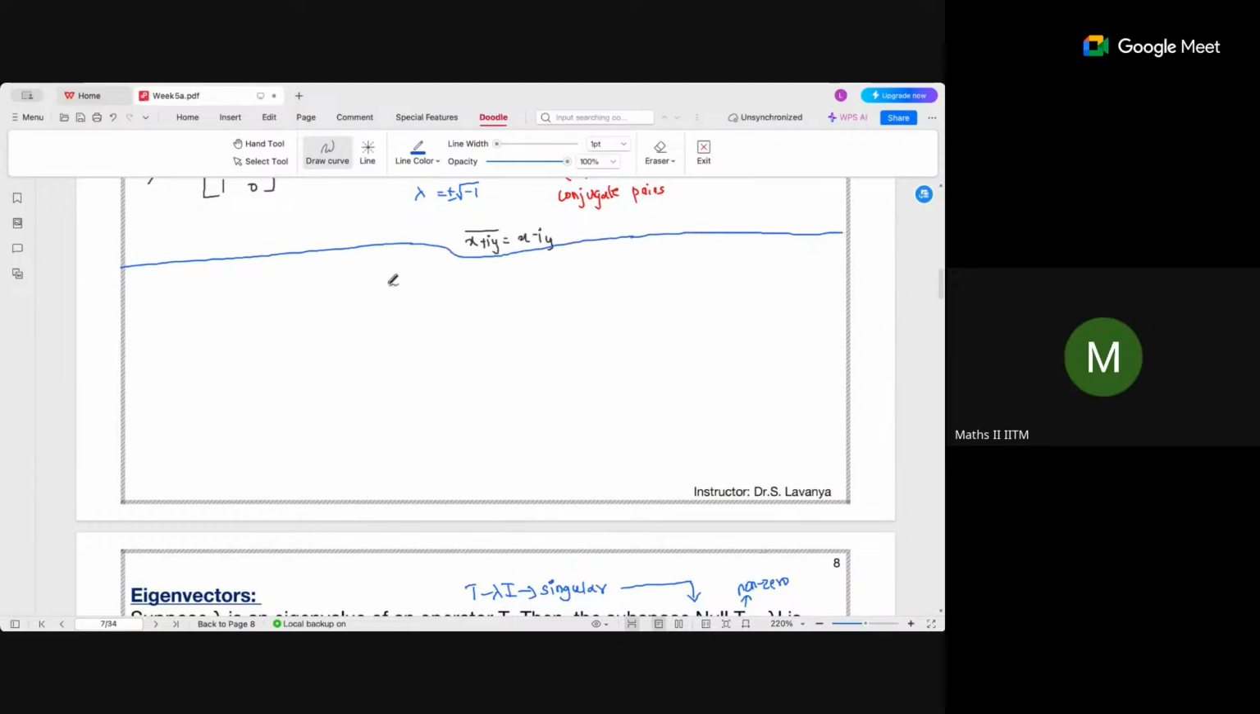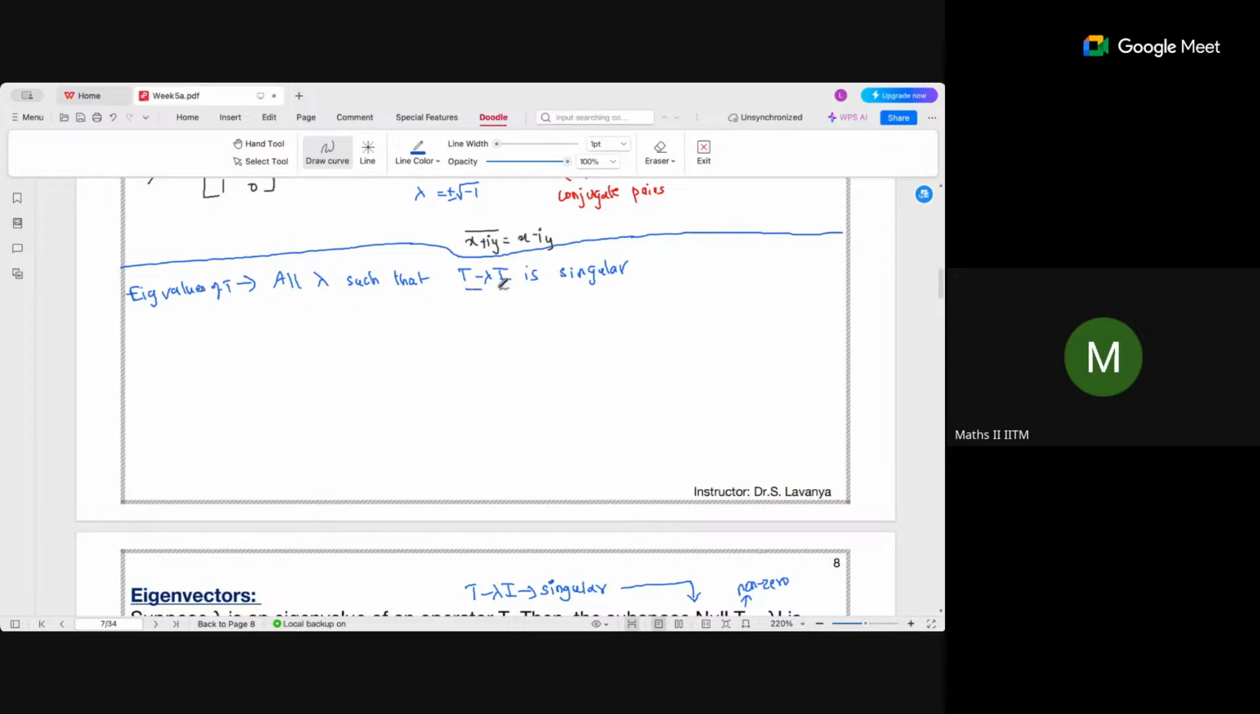So the definition is that you take T minus lambda I. Okay. So all lambda such that T minus lambda I is singular, they are called the eigenvalues of T.